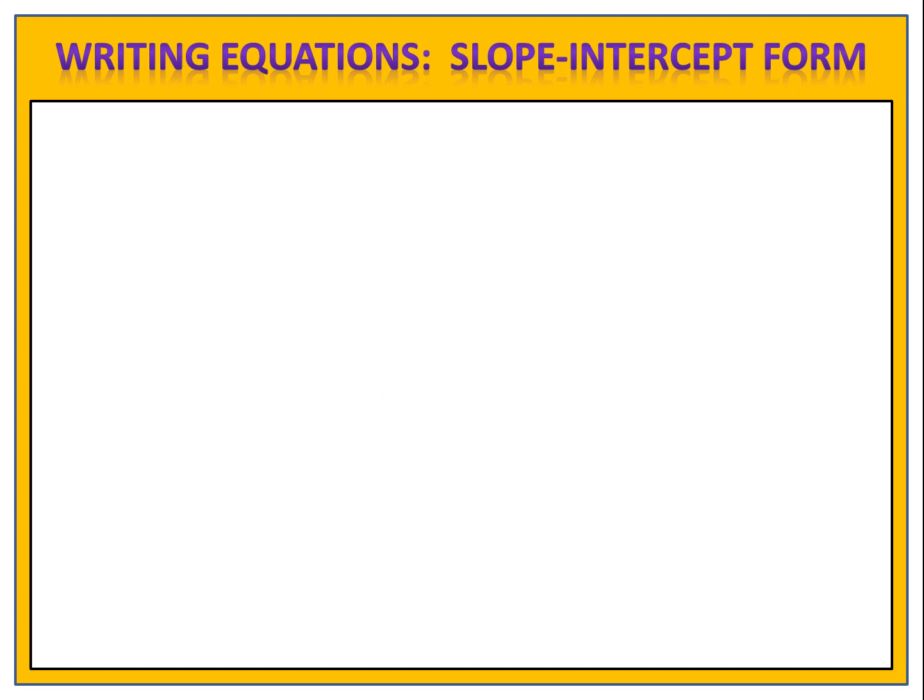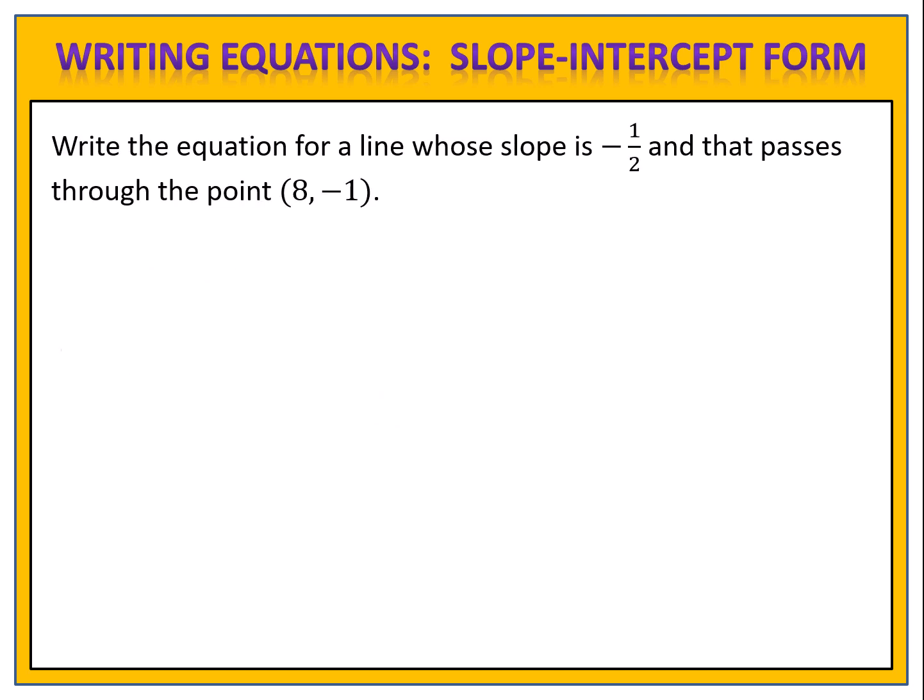Here's an example for you to try. Can you write the equation of the line whose slope is -1/2 and that passes through the point (8, -1)? Be sure to write your equation in slope-intercept form y equals mx plus b. Please pause the video here and come back when you're ready to check your answer.